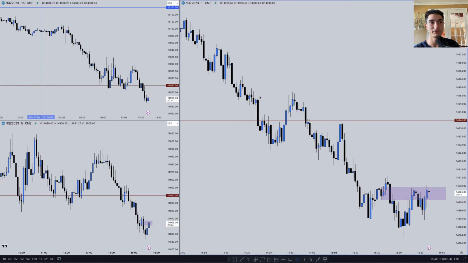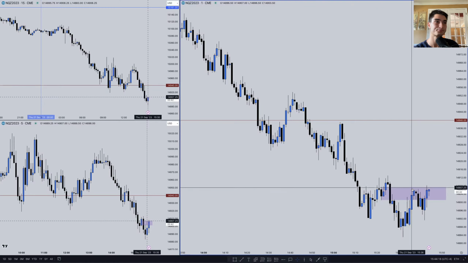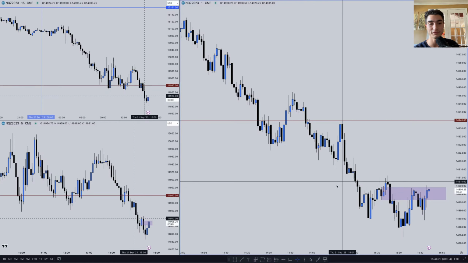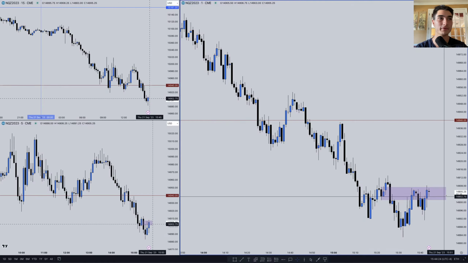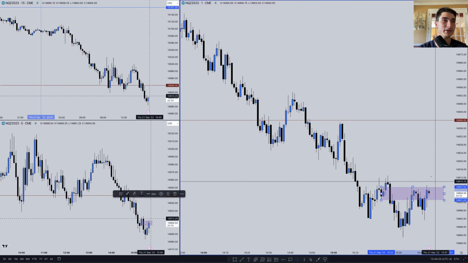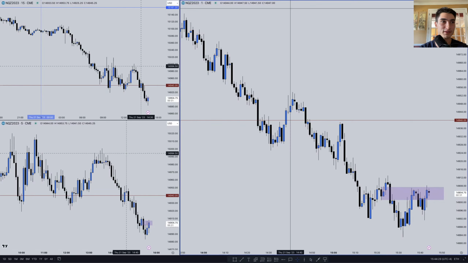Yeah, definitely. Fibs are definitely a great confluence tool in alignment with higher time frame draw on liquidity. Using those fib extensions from the opening range is definitely a powerful concept for sure.